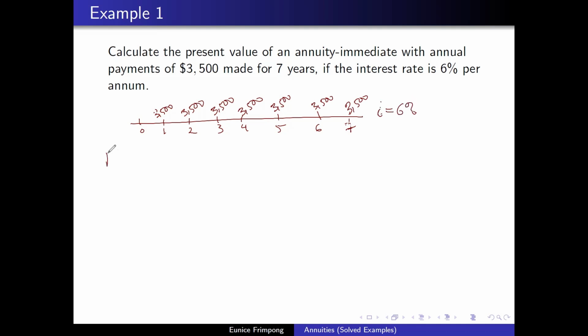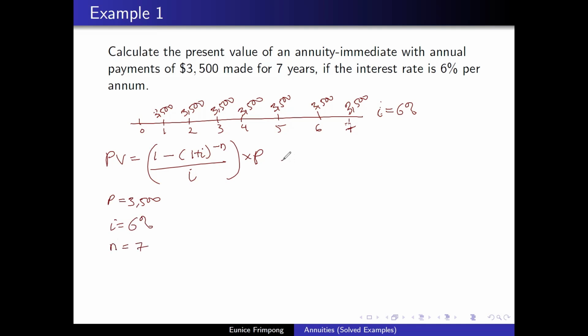So to know the present value, I will use the formula, which is 1 minus (1 plus i) to the power minus n, all over i. You can reference this in our previous video on annuity immediate and annuity due. All this times P, which is the level amount being paid. P is equal to, in this question, 3,500. i is equal to 6%. n is equal to 7.